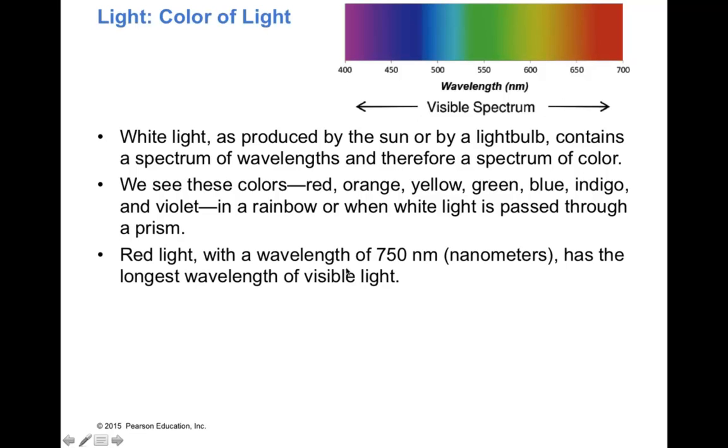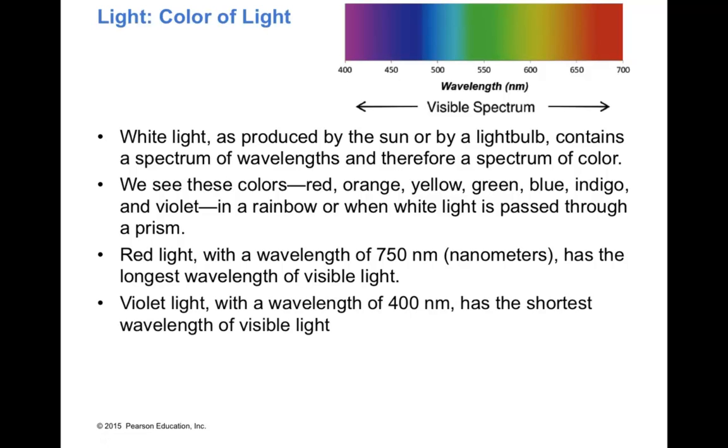Red light, with a wavelength of around 700 nanometers, has the longest wavelength of visible light, while violet light with a wavelength of 400 nanometers has the shortest wavelength of visible light. So the wavelength is increasing from left to right in this graph. The red has the longest wavelength, around 700, while the violet has the shortest wavelength of the visible spectrum, at 400 nanometers.